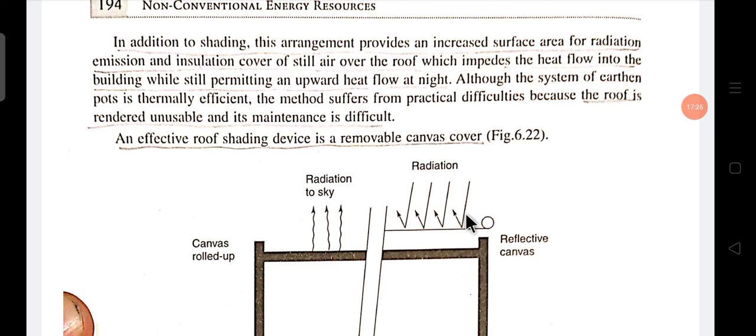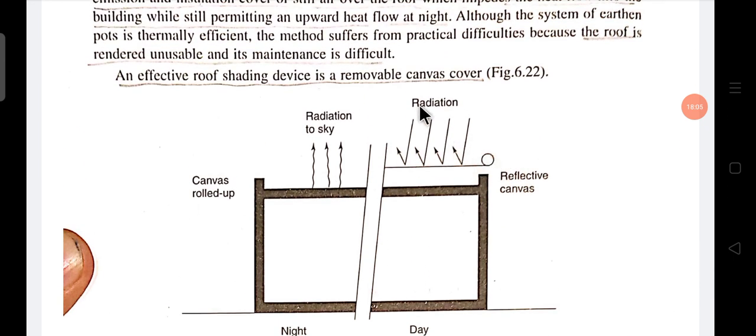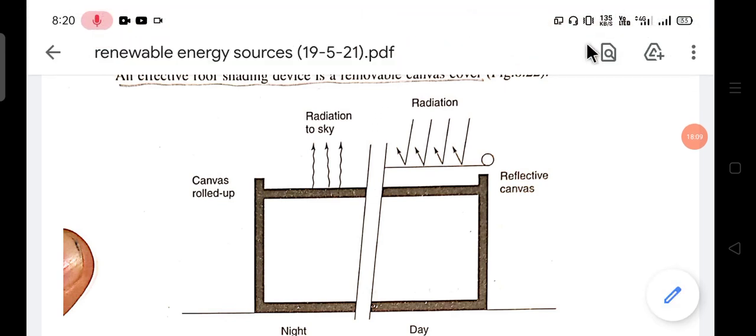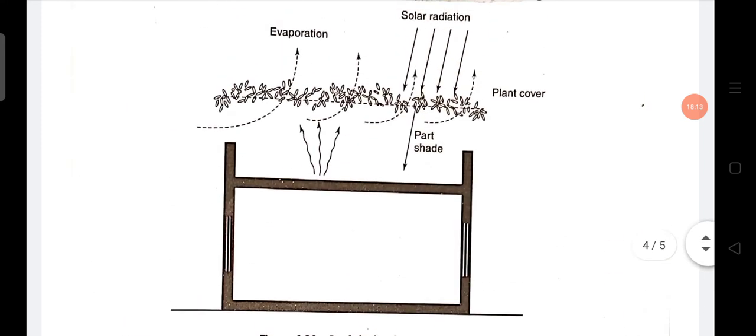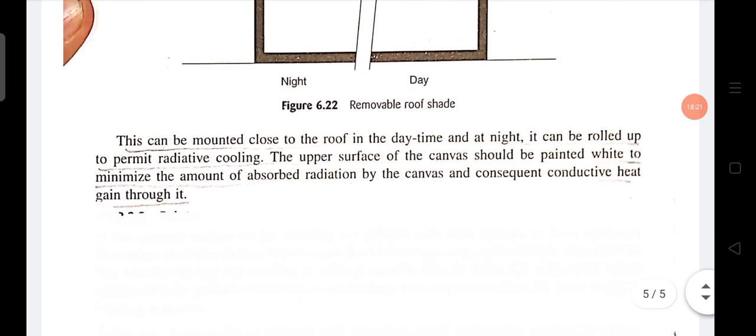Due to this, this is a moving canvas. This canvas covers our roof in the daytime and protects from direct radiation from the sun. And we can remove that canvas at night time and allow our building to radiate the thermal energy to the sky and cool down faster. This is the suitable method used for passive shading. This method uses canvas and the deciduous plant. Previously we saw that this deciduous technique is suitable for passive shading of buildings. Okay, thank you.